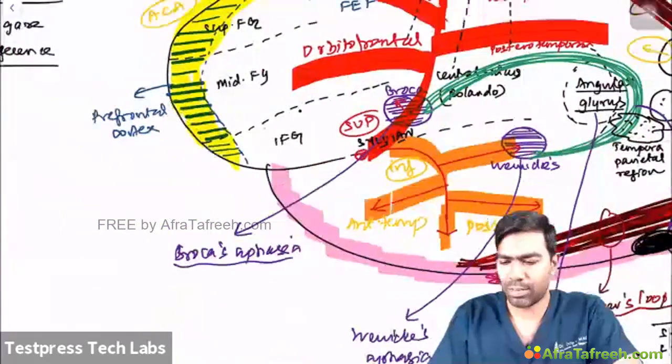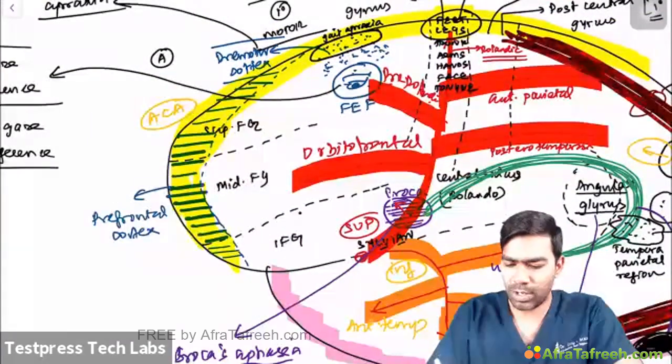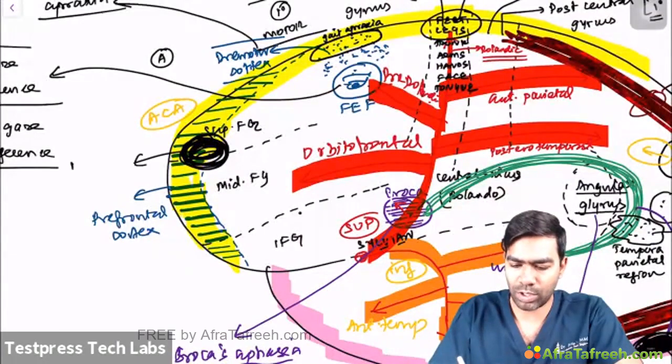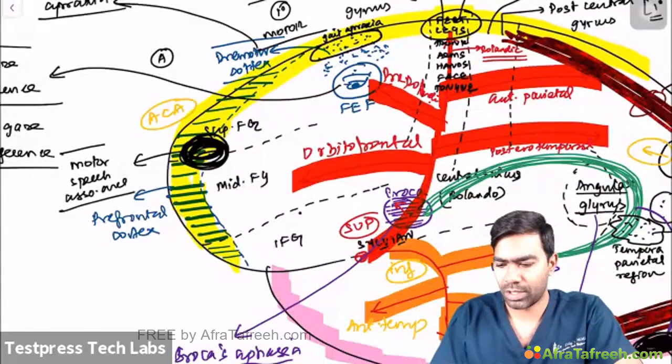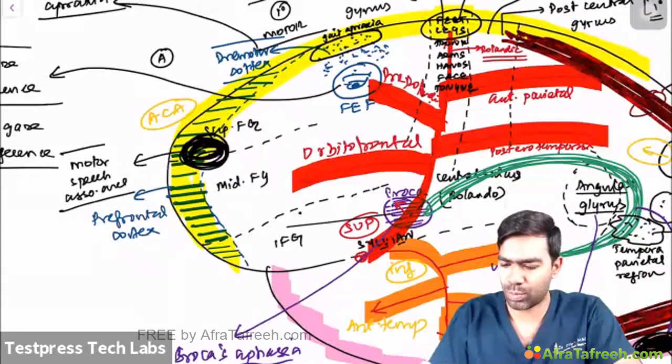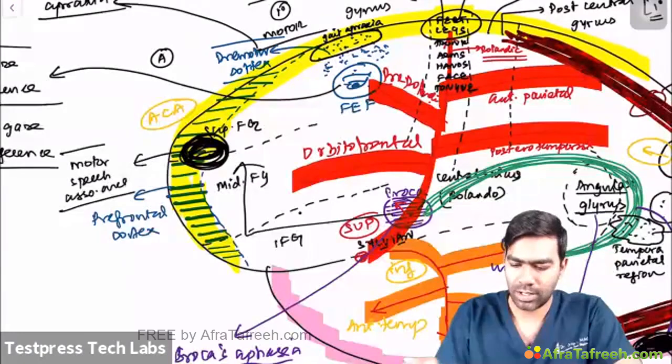And the motor speech association area will be located in the anterosuperior region. So I can draw here somewhere. So this is going to be the motor speech association area, located anterior and superior to the Broca. Correct, isn't it? So that's why I told you.